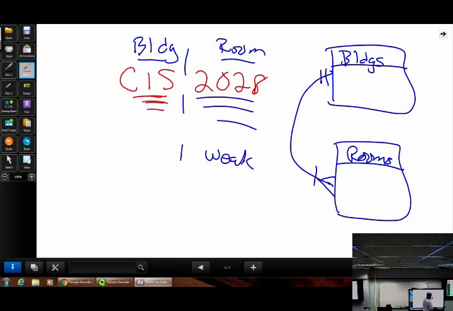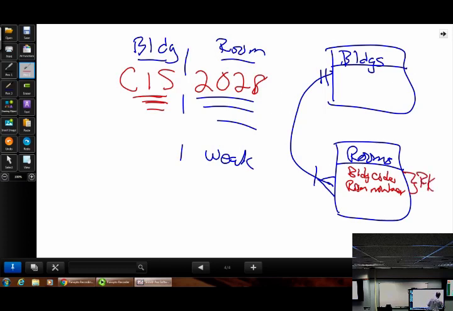And then inside CIS, we have a whole bunch of rooms. Each one of them has a number. All the ones that start with 2 are on the second floor, all the ones that start with 3 are on the third floor, and so on. And so all of those numbers are attached. So in here, I would have a building number or building code, and then I would have a room number, and the combination of the two is going to be my primary key.